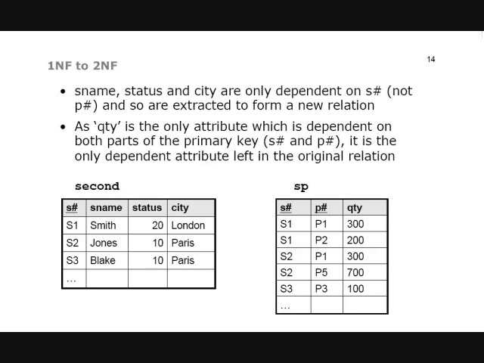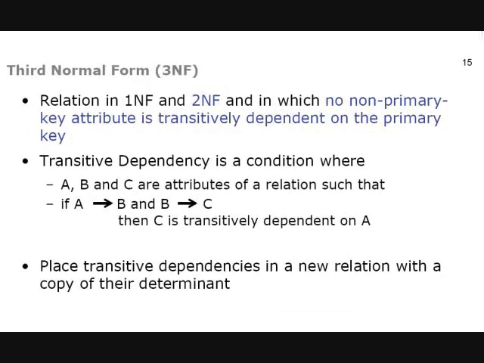Because every non-primary key attribute is now fully functionally dependent on the key of the table. Are we all happy with that? We understand second normal form so far? Okay, so if we do understand second normal form, then we can move on to third normal form.